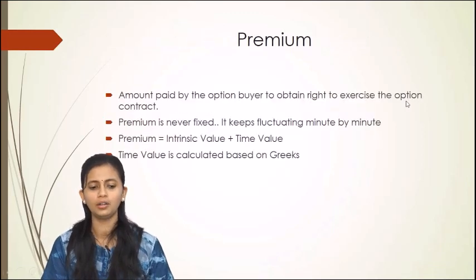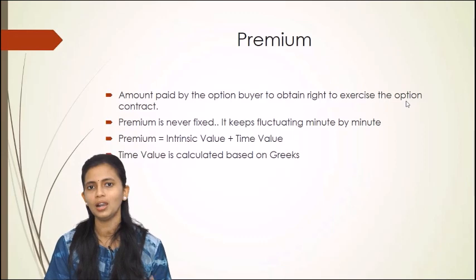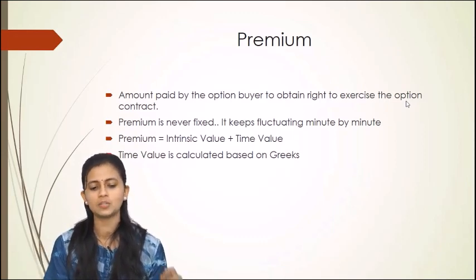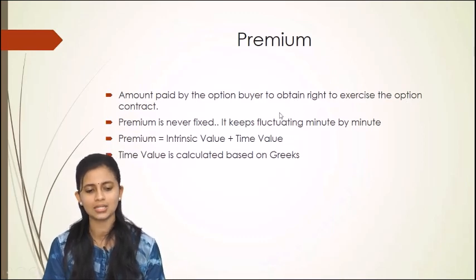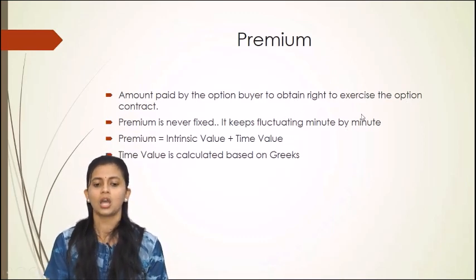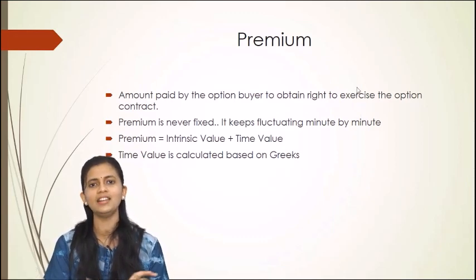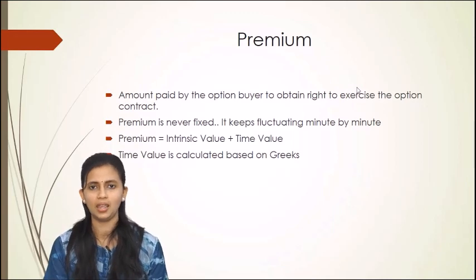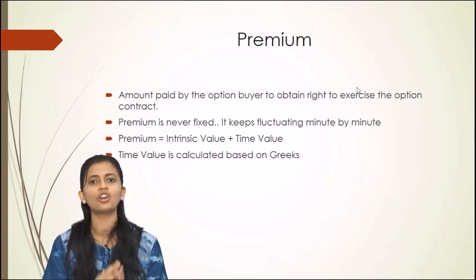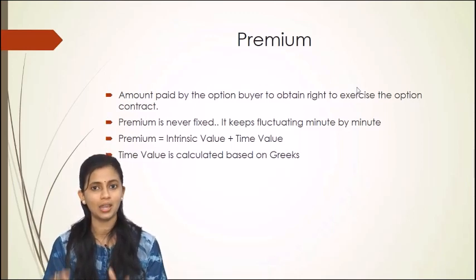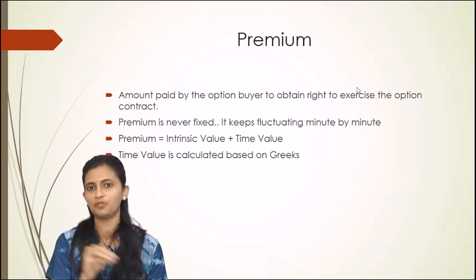Now let's come to the important term, that is premium. So I was telling that in order to get the right to purchase the shares, a small amount is paid by the buyer to the seller, which is called premium. So premium is paid by the option buyer to obtain the right to exercise the option contract, right? This small amount which is paid is calculated keeping in mind different factors. This premium that we pay is not constant. It will not be the same for the whole day. Minute by minute this premium changes. Why? Because premium is affected by different factors.